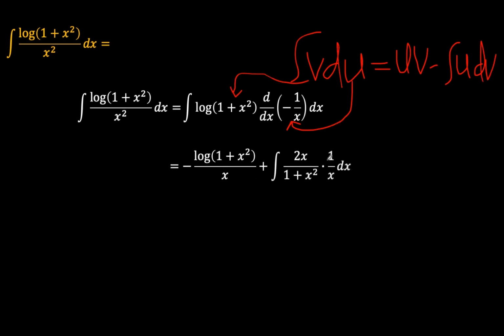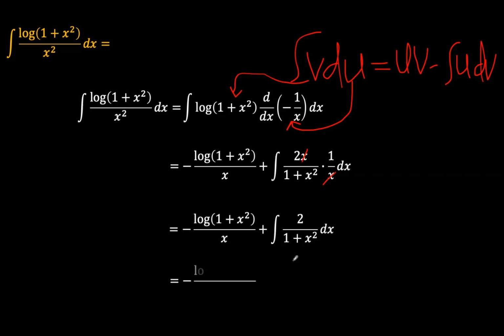and so minus the product of 1 over x, and this minus and this minus here form the positive sign here, and then the derivative dV of natural logarithm of 1 plus x squared is 2x over 1 plus x squared. So this x and this x cancel, and so we have negative natural logarithm 1 plus x squared over x plus 2 over 1 plus x squared.